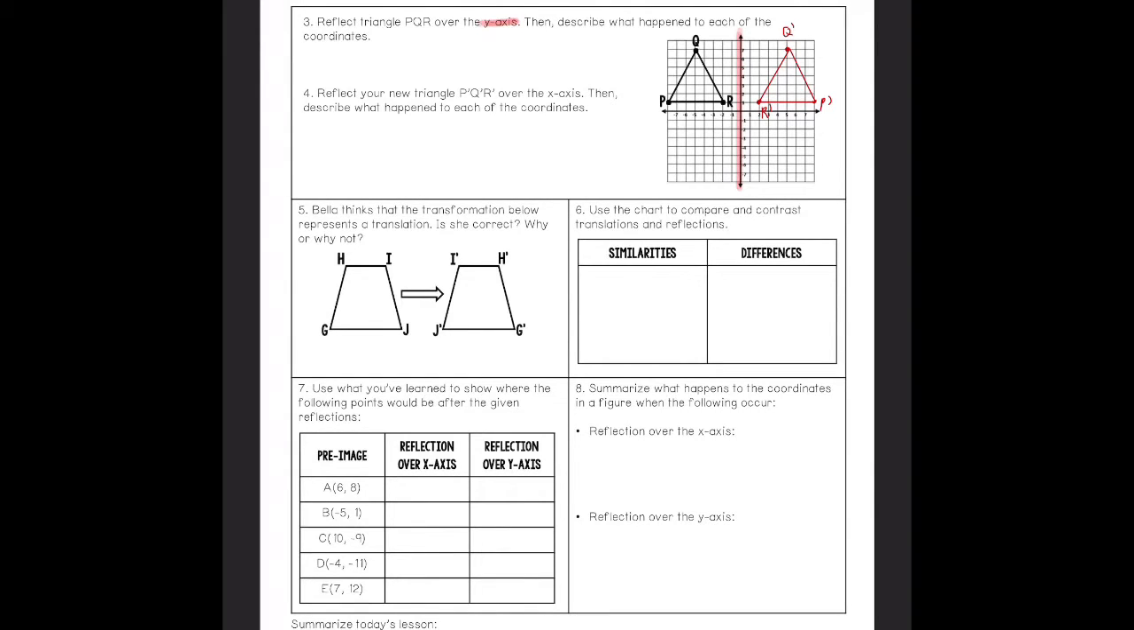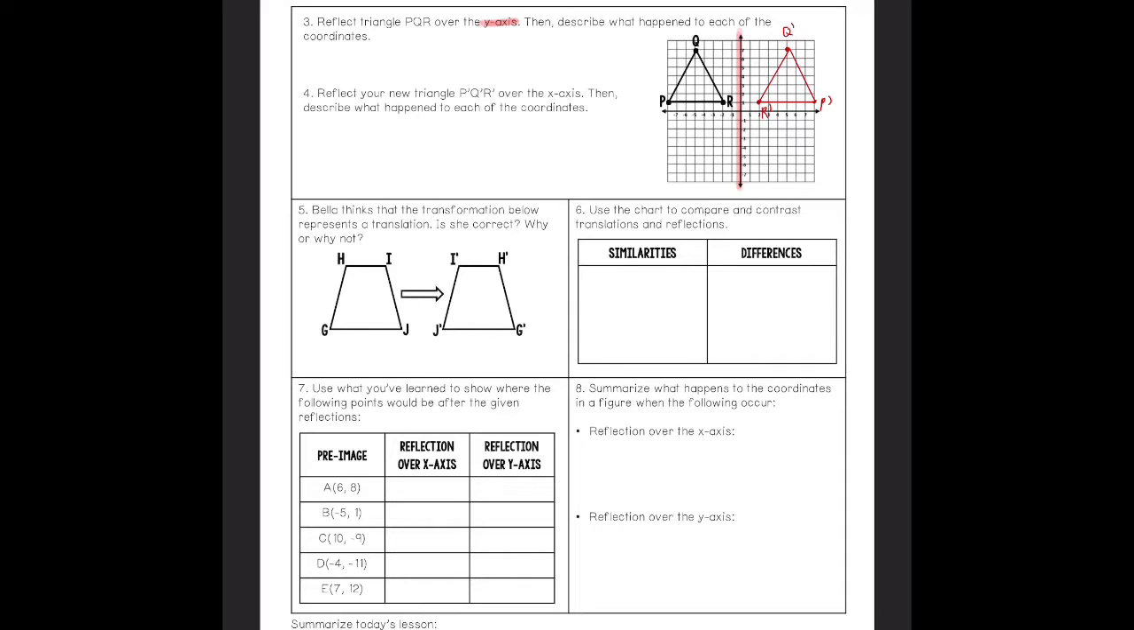Okay, so for number 3, I already kind of got it started for us. It says reflect triangle PQR over the y-axis. Well, our y-axis is our line of reflection, so I highlighted that, and then I reflected triangle PQR over that line of reflection. So then it wants us to say what happened to each of the coordinates.